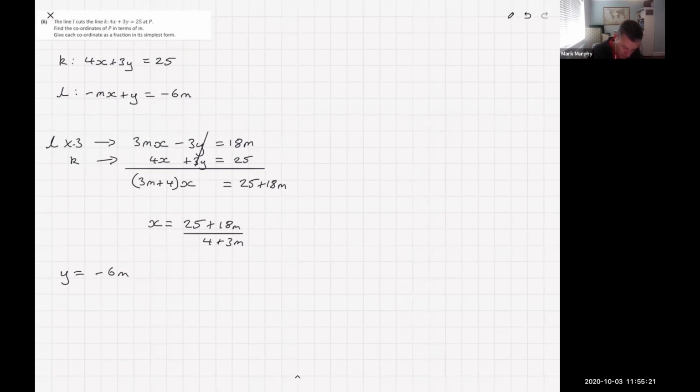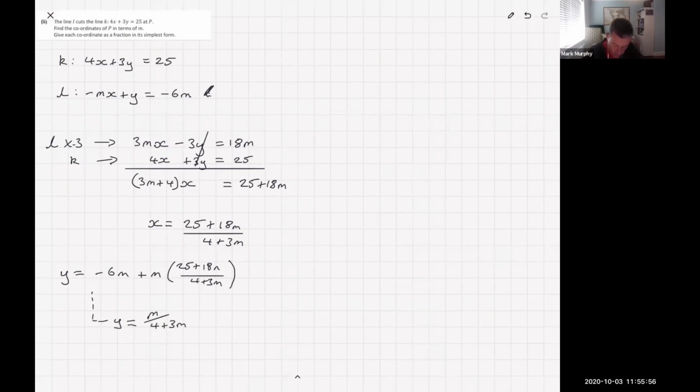So I'm just plugging it back into this equation here. Y is equal to minus 6m plus m into, I'm just filling in for the x value, right? So that's 25 plus 18m all over 4 plus 3m. And I won't work all that out, but it comes all the way down to y is equal to m all over 4 plus 3m.